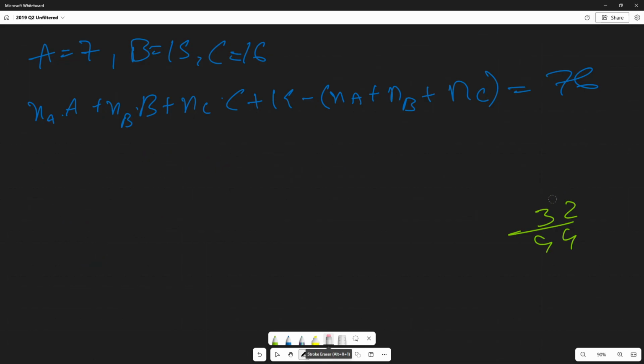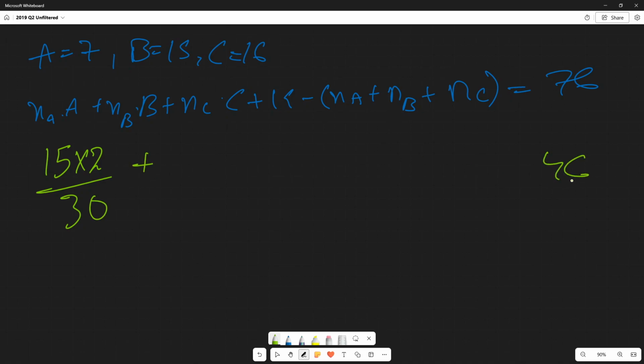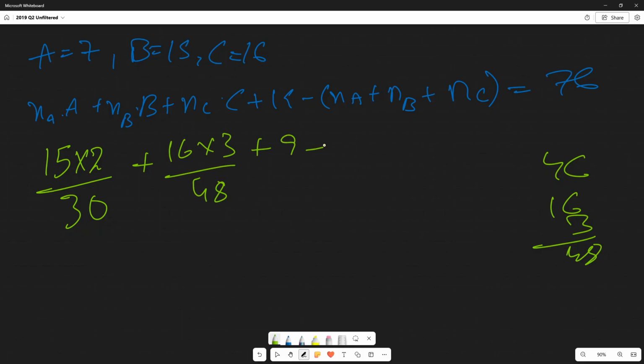So let's take 15 into 2 which is 30, plus we need 46 remaining. We can take 16 into 3, which is 48. 16 into 3, which is 48, plus 9 minus k is 5, this is 4. So this will be 78 plus 4. Again, this is not correct.